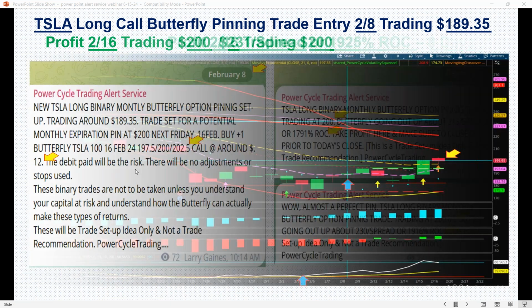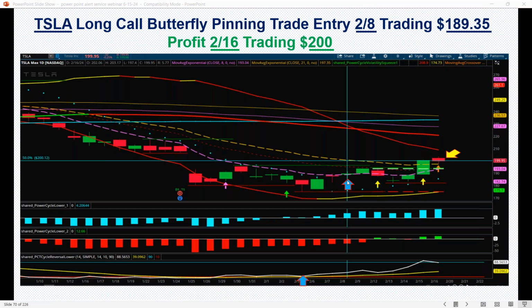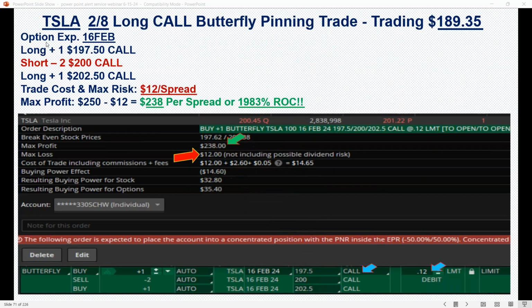Anyway, that was a trade set up right here on the 8th. We were targeting a bunch of different things I look at, and that was why the trade worked. Here was the trade setup: buying the 197.5 call, selling the 200, selling the 200, 202.5, a $2.50 wide spread. Cost of the trade, 12 bucks. Potential, $238 per spread, 1,983% return. Now that's a lotto trade.